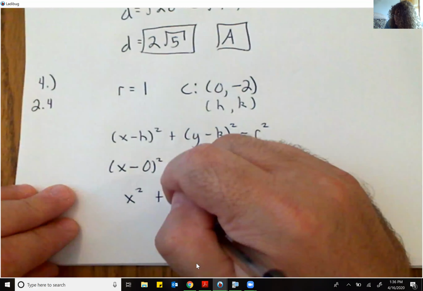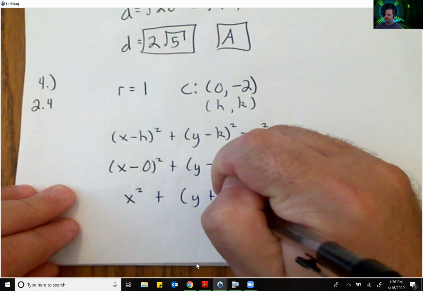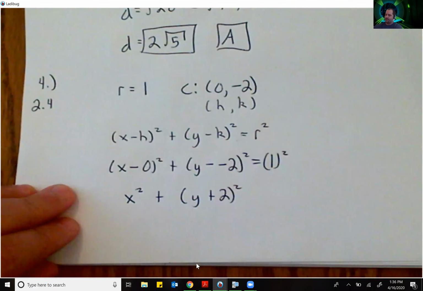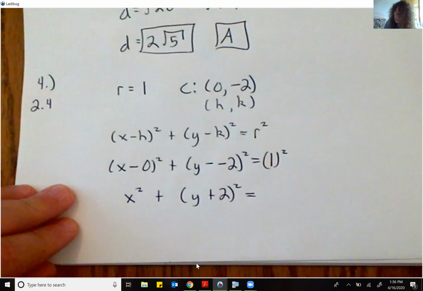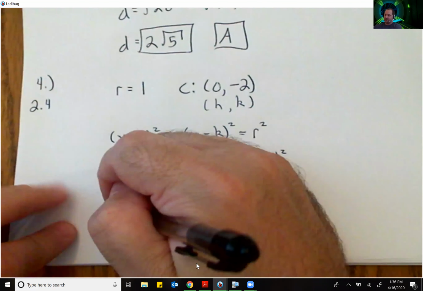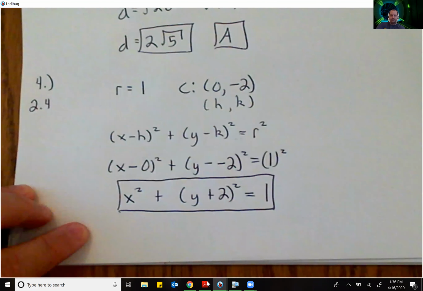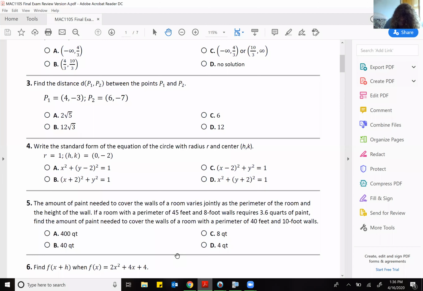And what happens with two negatives by each other? Add. So this is parenthesis y plus 2 squared. And what's 1 squared? 1. That's the answer they're looking for. Oh, okay. So we just plug in and then just do a little bit of cleanup. That's all it is.